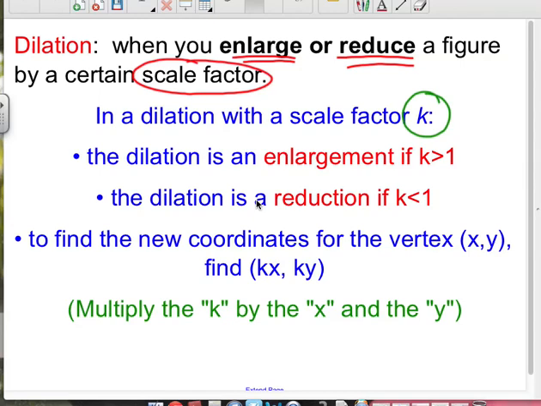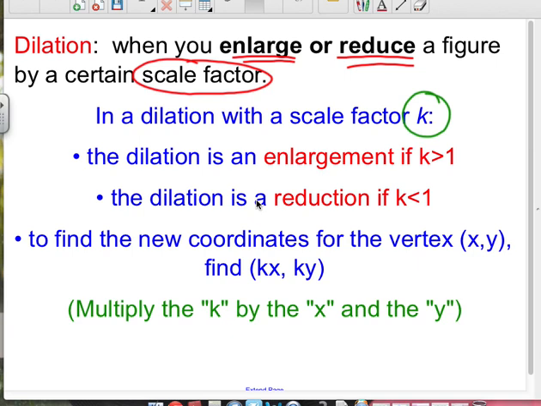This lesson is a lesson about dilations. What we mean when we talk about dilations in math class is that we're talking about taking figures or shapes and either enlarging them or reducing them down using what's called a scale factor.